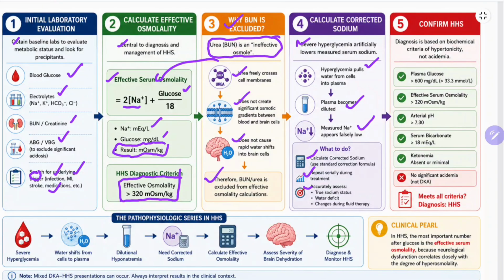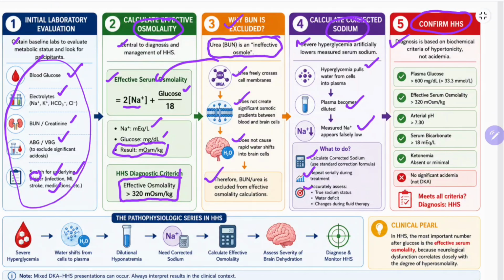So first, what are you doing? We are obtaining baseline investigations. Then from those investigations we calculate the osmolality, then the corrected sodium, and osmolality and corrected sodium together. Then we are confirming the HHS.